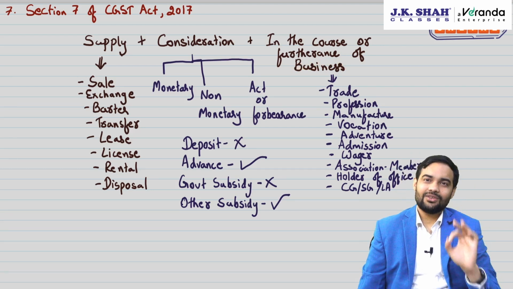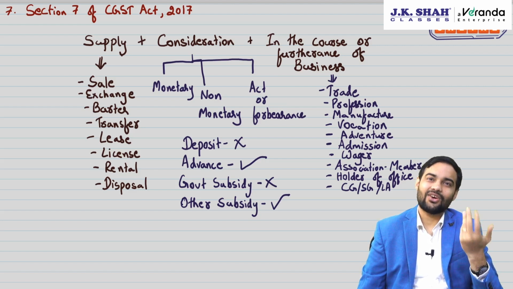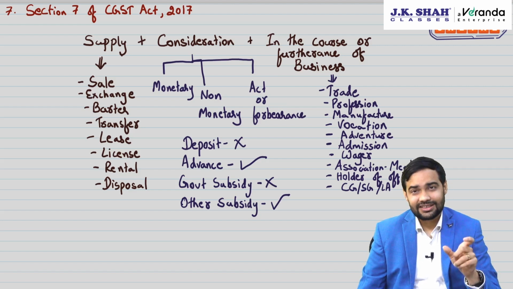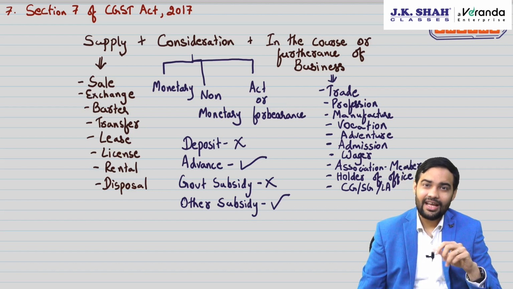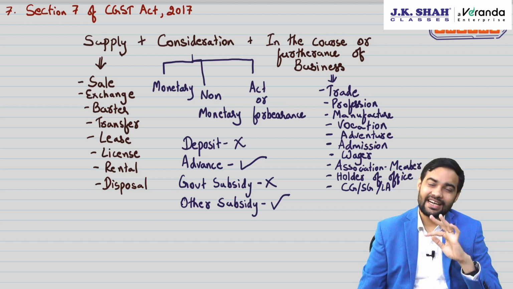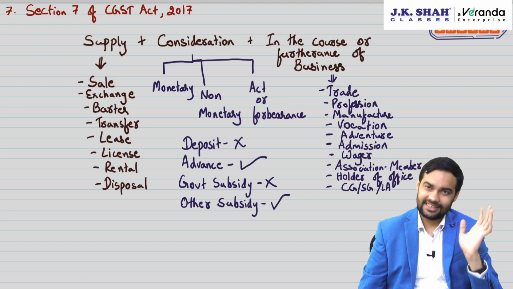activity between those two will be a supply and those two are regarded as distinct persons or separate persons per se. That clause talks about a person other than individual and its constituents or members. It's so wide that even partner and partnership firms will be regarded as different persons for the purpose of GST law.